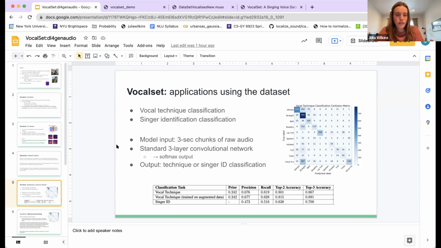And we used the same architecture for both of these tasks, except obviously the output layer differed because I think we did 10 techniques, and then a 20-point output layer for that singer identification.